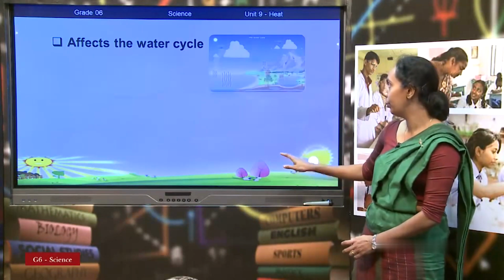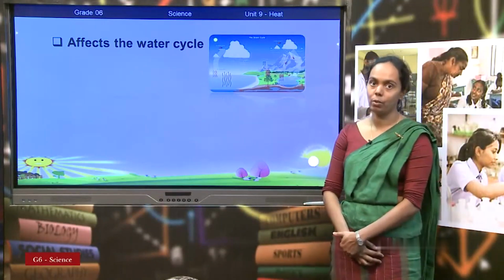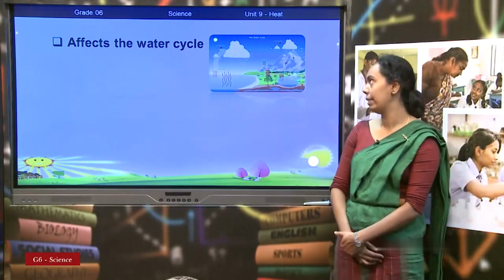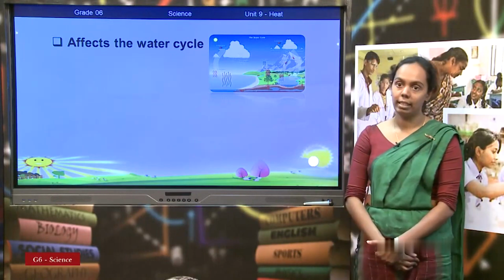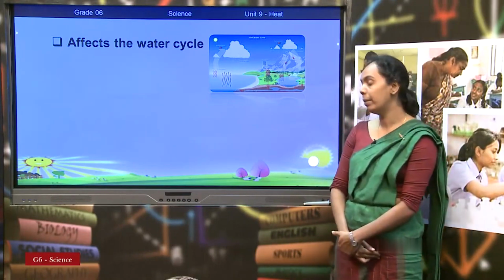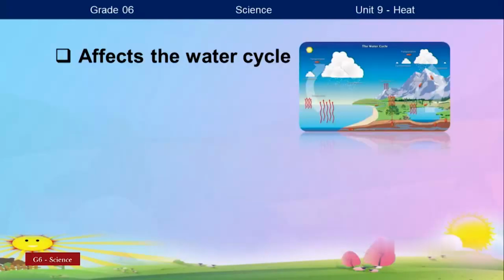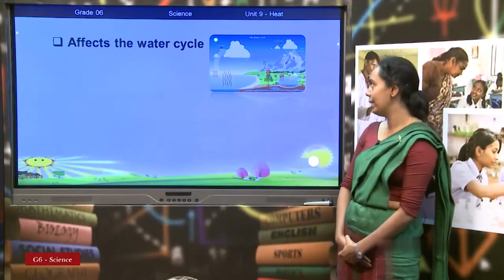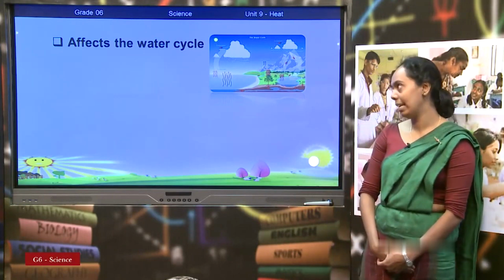Here, you know, water on the surface of the earth, that means water in rivers, lakes, seas and other places, evaporates due to the heat of the sun. The water vapor rises up and forms clouds. When the water vapor in the cloud condenses in the sky, it becomes water droplets. These water droplets come to the earth as rain. This is the water cycle. You can see heat affects the water cycle.